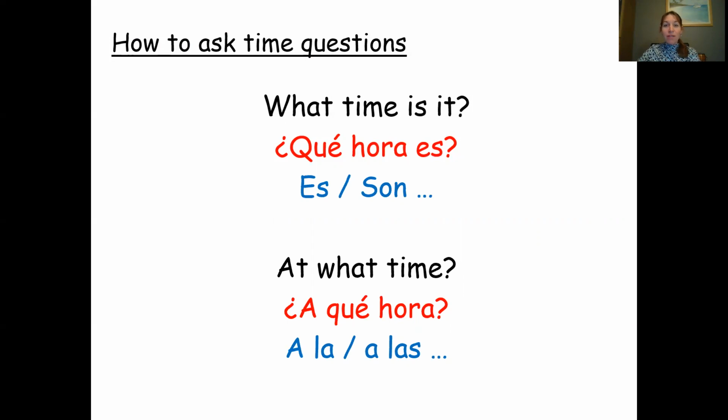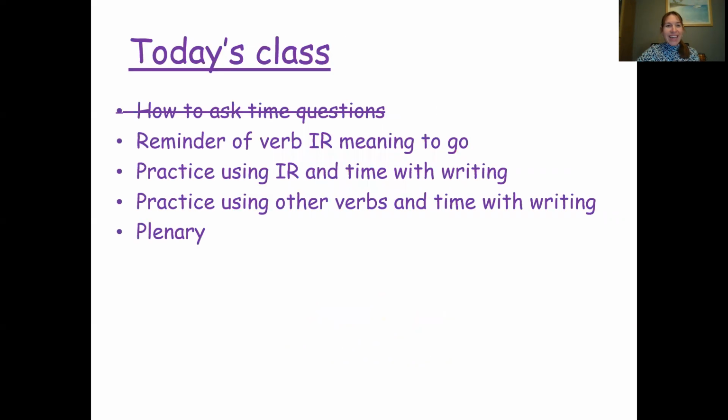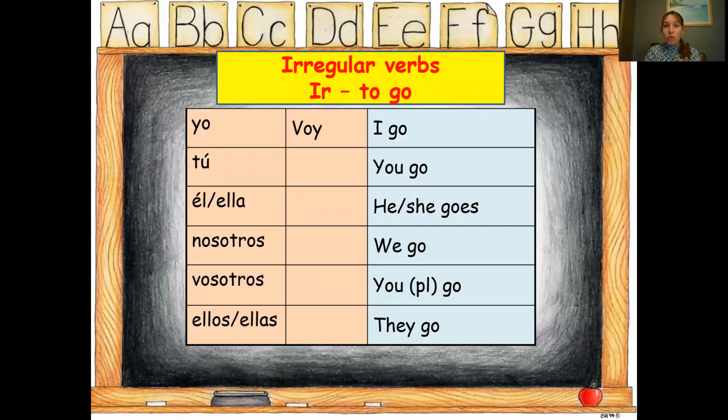Excellent, muy bien. Those two are really, really important questions, and how you start the sentence as well with es and son, or a la or a las is really important as well. So we've revised our time questions. Let's remind ourselves of the verb ir, meaning to go. So you'll recall from last week, ir is one of the irregular verbs. It is also one of the verbs that we use every day, almost in so much speech, we use the verb to go. So it's just one of those that you have to remember.